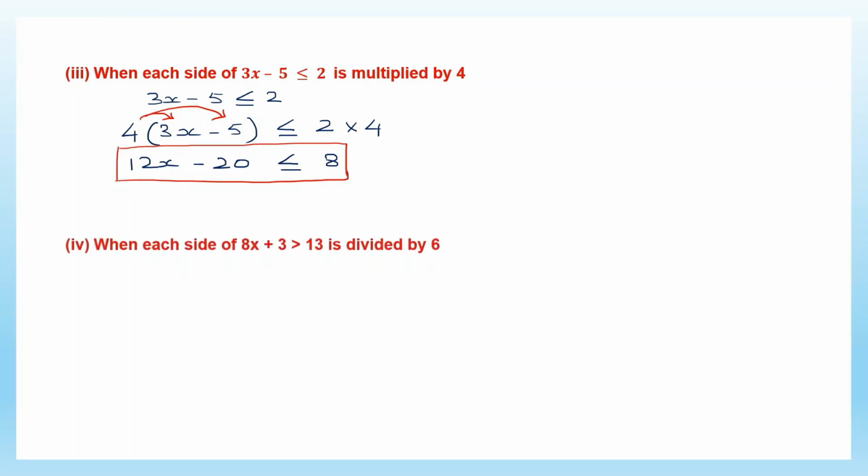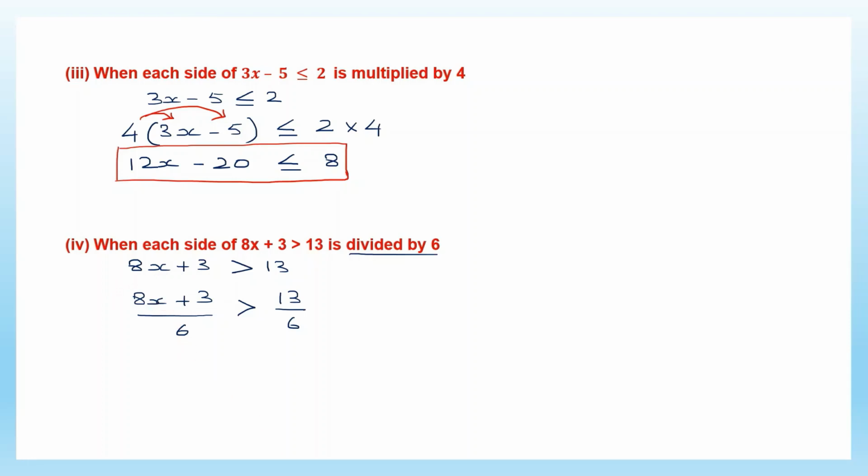Now, question 4. Again, find the new one when each side of this statement is divided by 6. So let's do that. So now let's write down the question. So here we have 8x plus 3 is greater than 13. And now we have to divide it by 6. So that will be 8x plus 3 divided by 6. Remember, both sides we are doing it, is greater than 13 divided by 6. Now remember, this is division of a binomial by a monomial. And we have done this before.